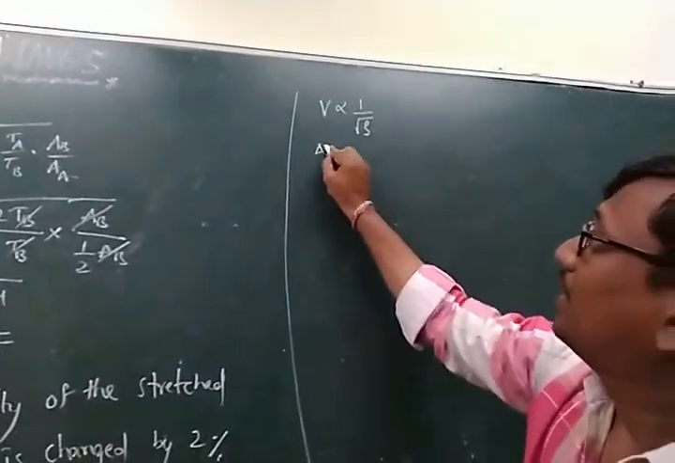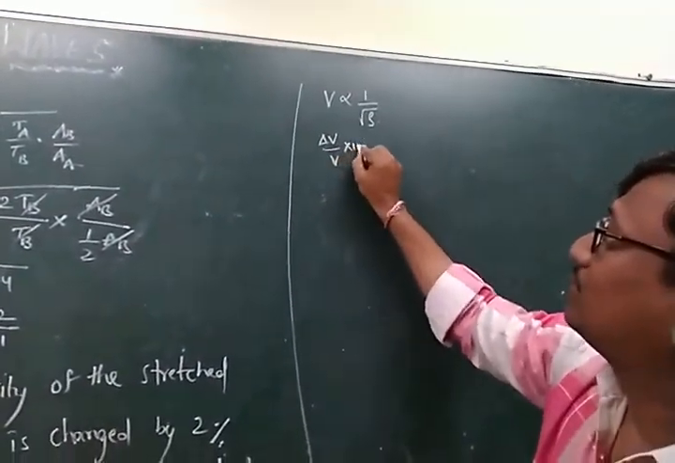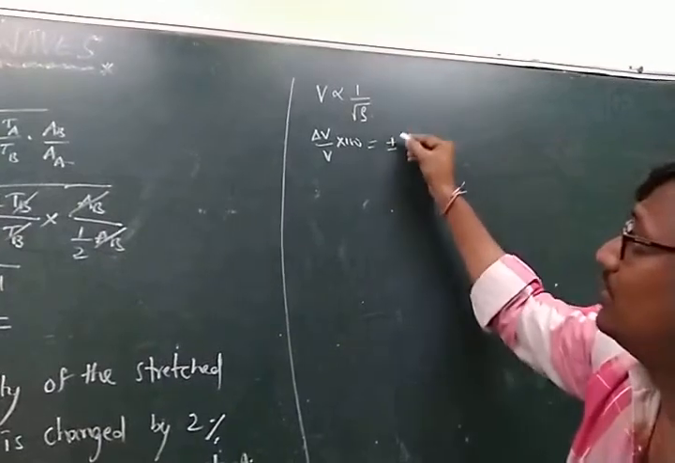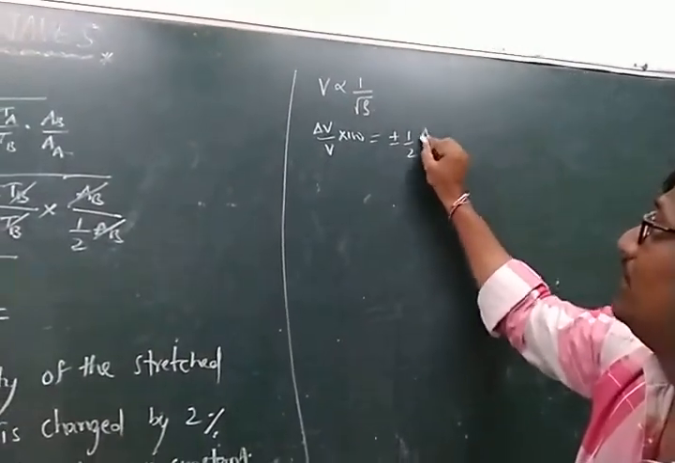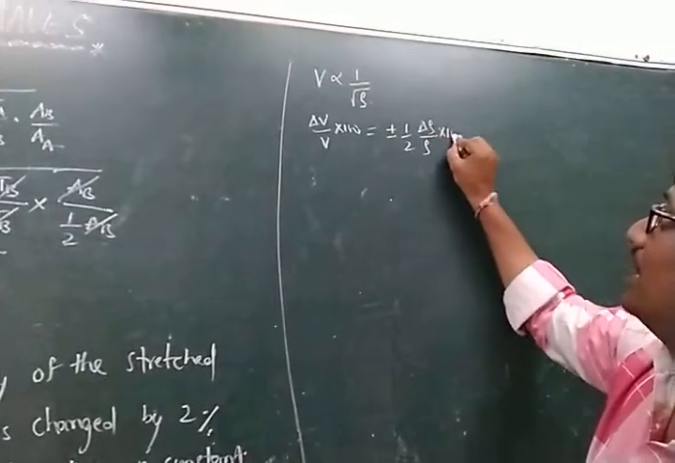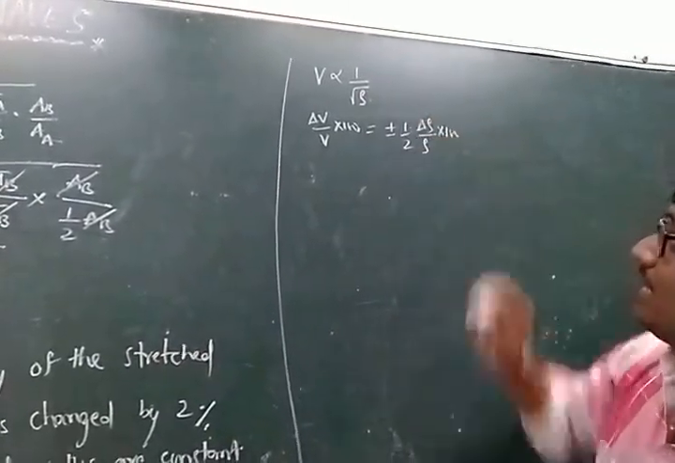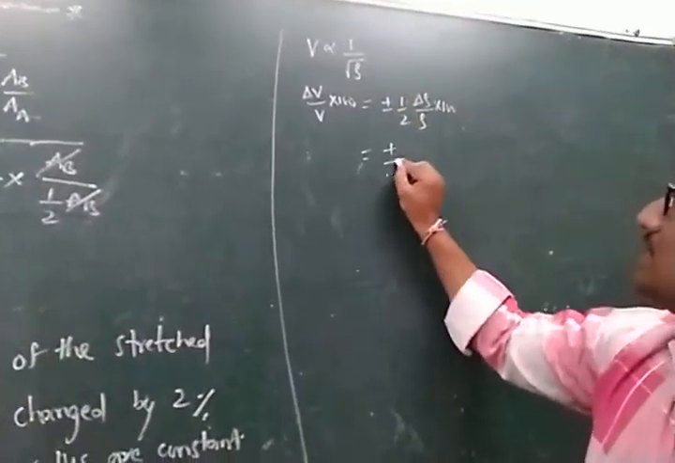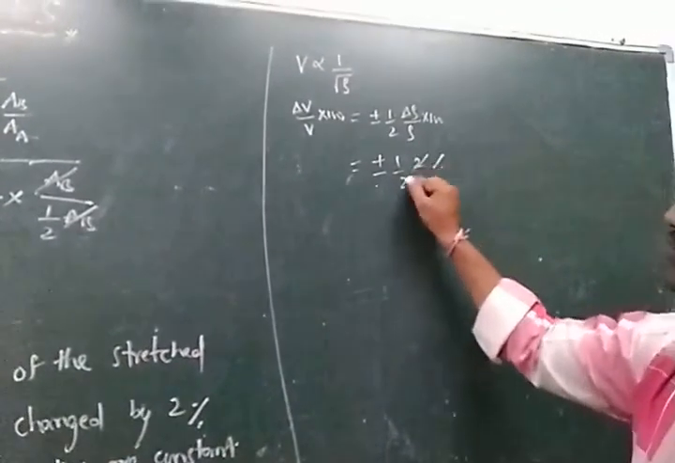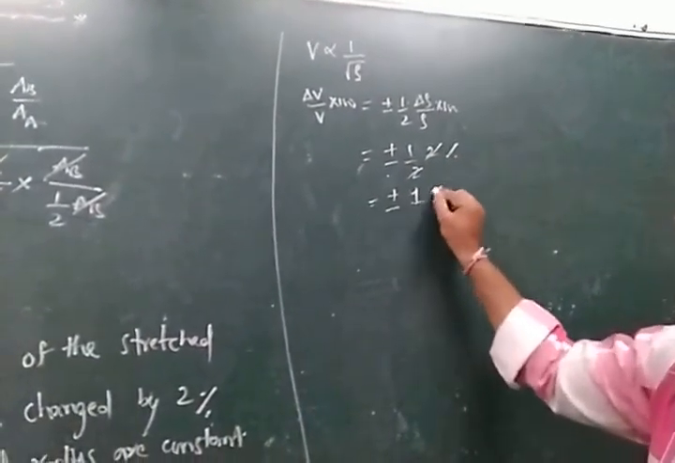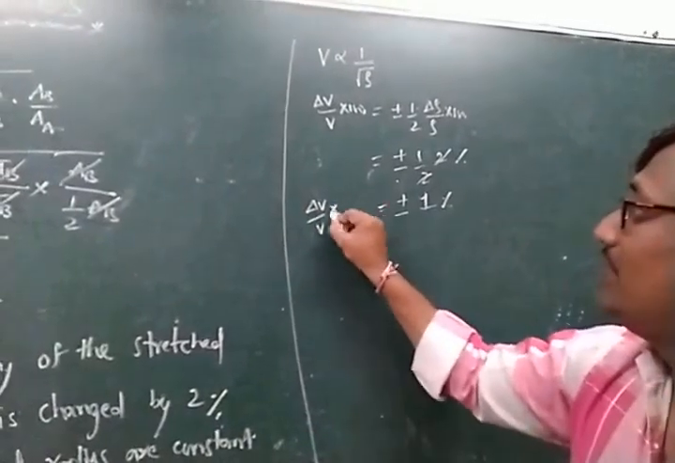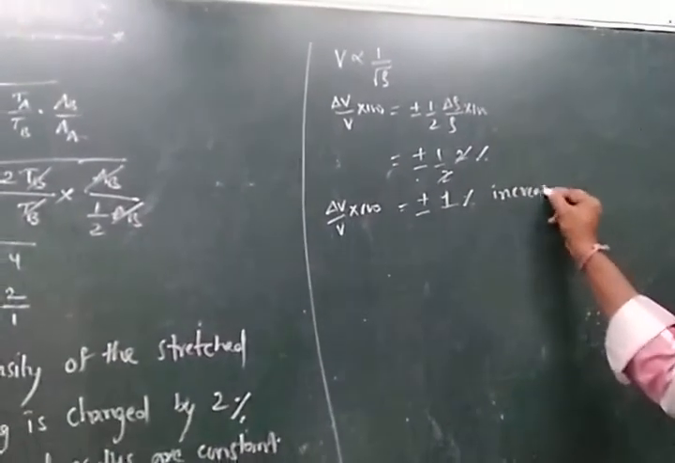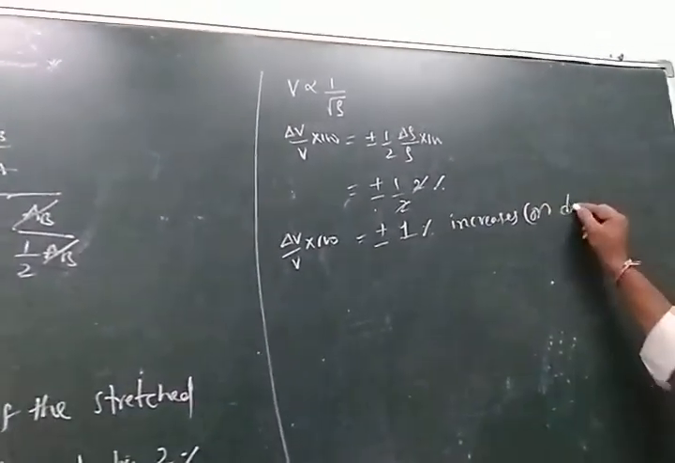Taking the percentage, delta V by V into 100% is equal to plus or minus 1 by 2 into delta rho by rho into 100%. Since the root is taken, we use the factor 1 by 2. Here the change in density is given as 2%, so we get plus or minus 1 by 2 into 2, which is plus or minus 1%. That means the velocity increases or decreases by 1%.